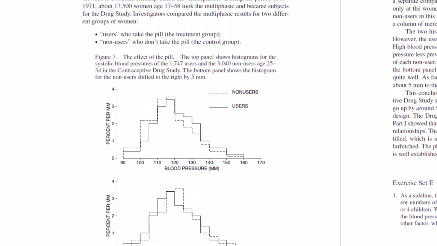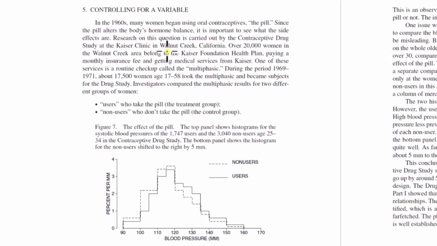I mean, I can look at this and think, okay, we're just in the Walnut Creek, California area. Is that potentially a confounding variable? Maybe it is, maybe it isn't. What about just the general fact that you're not choosing who's in the treatment group and the control group? So maybe women that take the pill have different personality characteristics than women that don't.